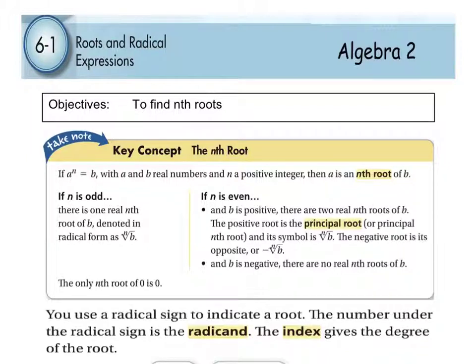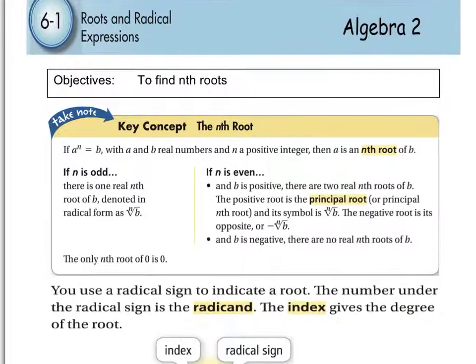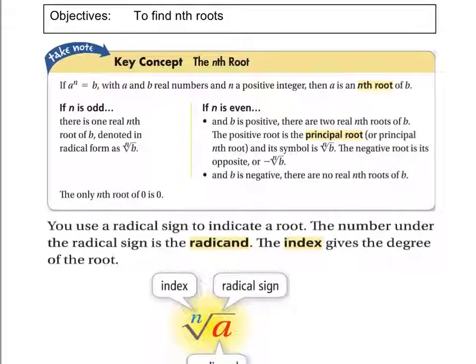This is section 6.1. This is really part 2 of section 6.1. In part 1 we talked about all the exponent rules. Now we're going to talk about roots and radical expressions, and this is part 2. We're going to talk about the first half of this today, and then the second half you're going to do tonight at home. Our objective here is to find nth roots.